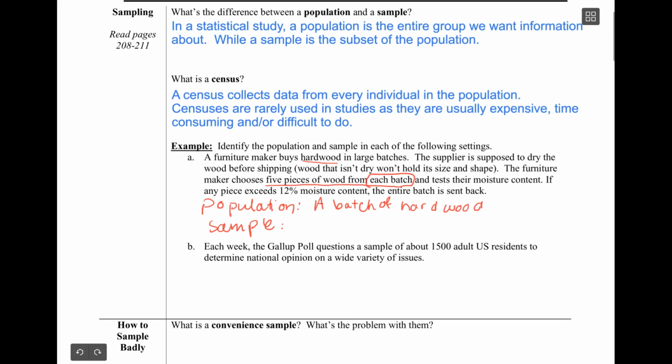So be really careful. Look at what your sample is pulling from, because that will indicate what your population is. We're not sampling all the hardwood, just a single batch. So 5 pieces of wood from a batch.